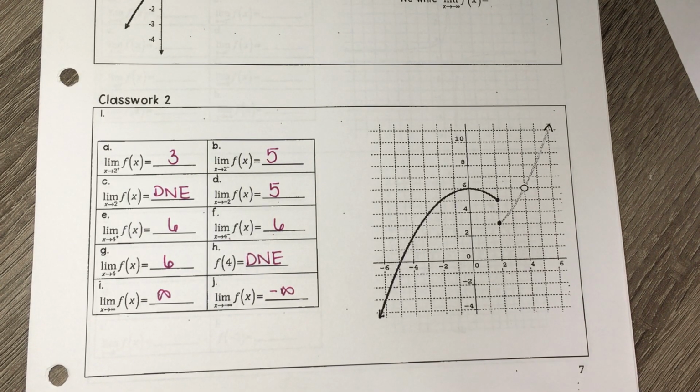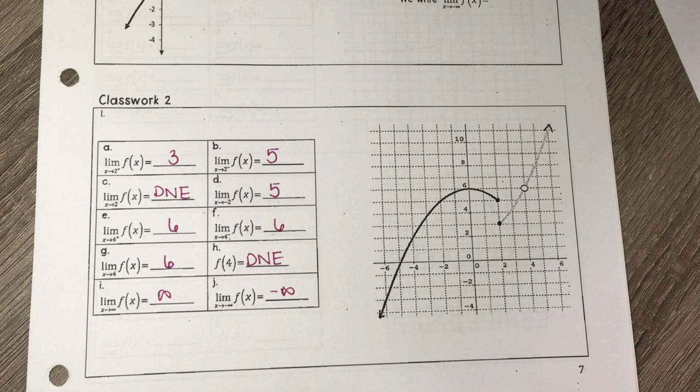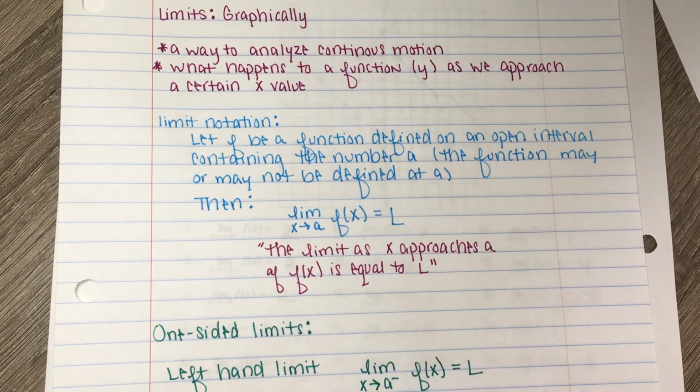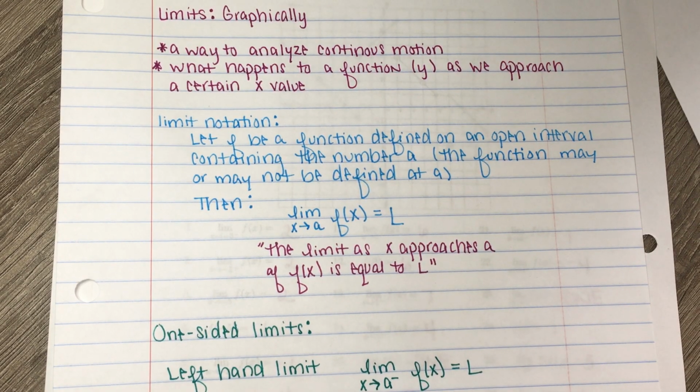We are going to take a look at some more examples the next time we meet, but this is pretty much it for limits graphically. So if this was extremely confusing for you, please start the video over again, review the notes on limits graphically, one-sided limits, and the two-sided limits.